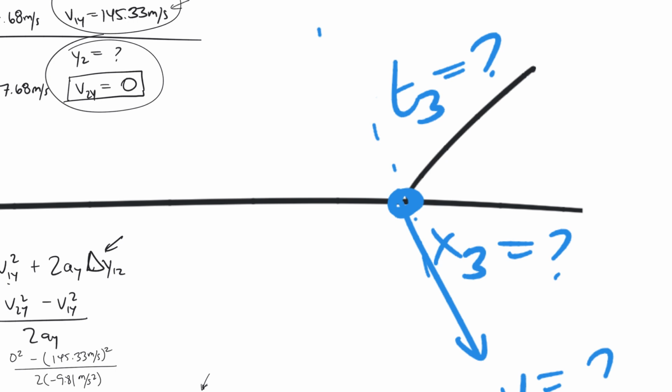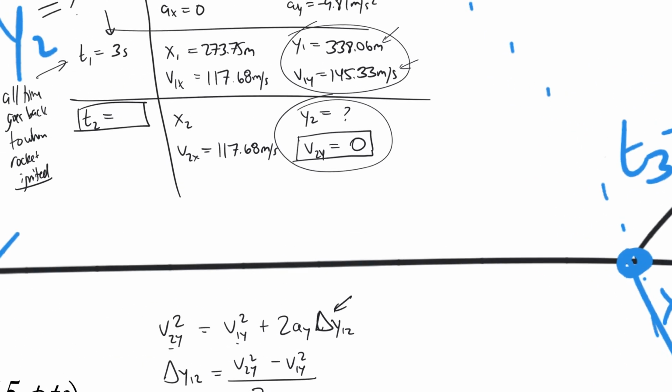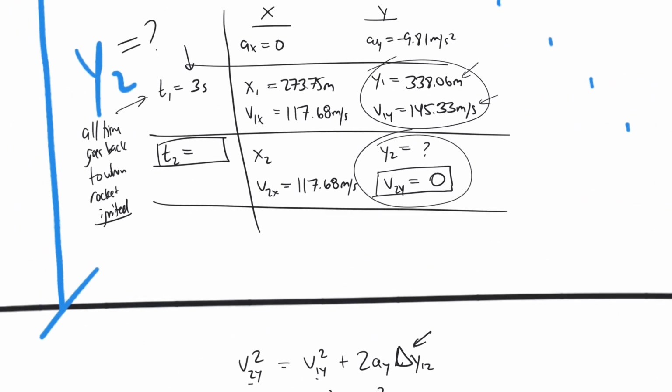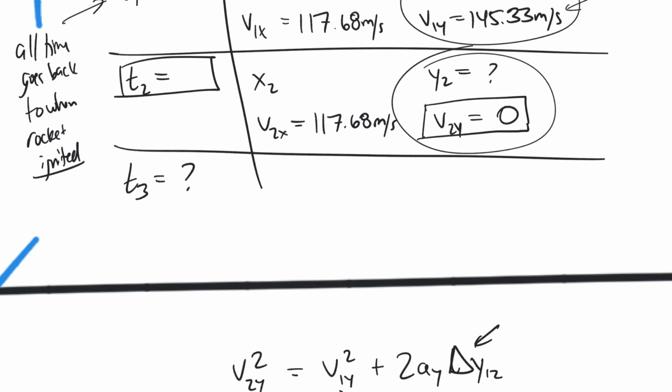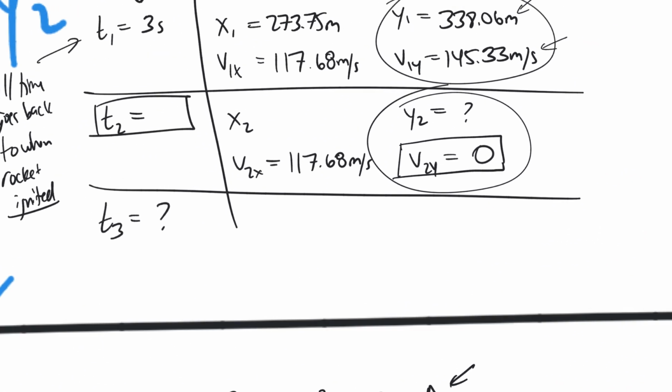And again, we can define our time in lots of different ways. So let's go ahead and draw another line here. Here's T3. We want to know what that is. Now, what else do we know at that point when it hits the ground? I don't know x3. That's what I'm looking for. I think it says we're looking for the range at some point. I know y3 is 0. So it's going to be 338.06 meters below where it starts for the projectile. Okay, v3 in the x, here's the gift that keeps on giving.